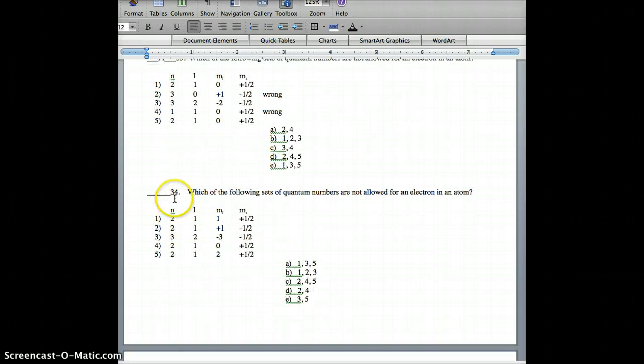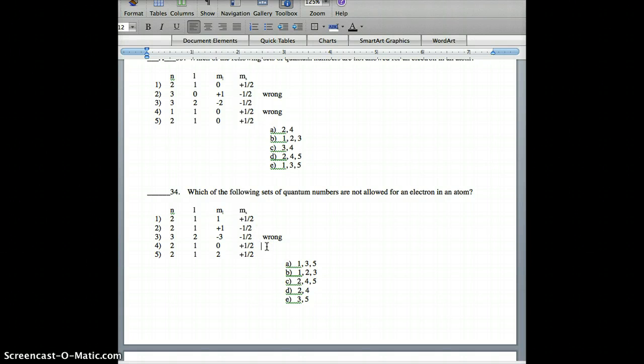Which one's not allowed again? 34. So you got a 2p with a 1. That looks fine to me. You've got a 2p where m's positive 1. Same thing, really. So that's fine. And the electron could be spinning the other way in that positive 1 orbital. It's fine. You got a 3, 2, negative 3. That one's not good because if L equals 2, m can't equal negative 3. It can only be negative 2. So that one's wrong.